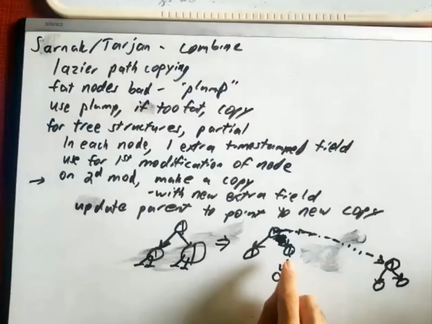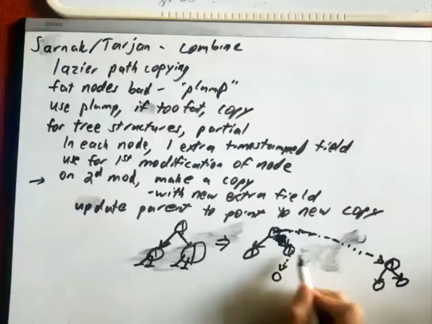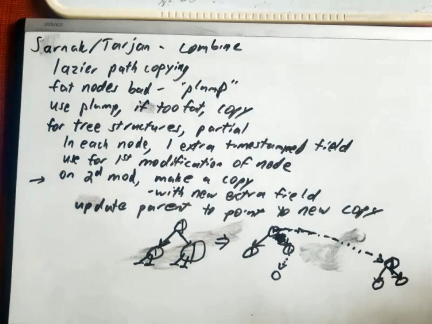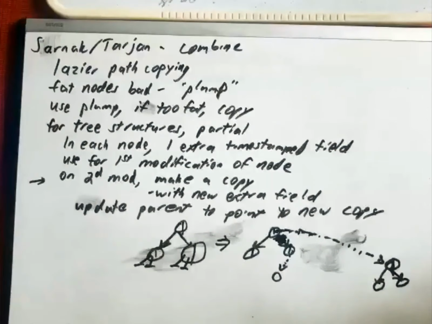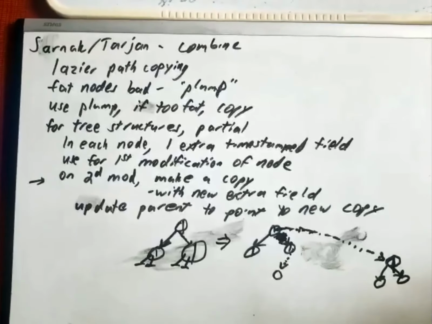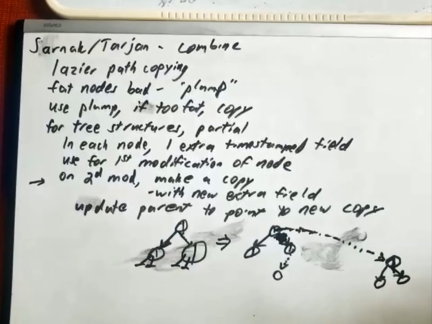Right, but on the next modification, because this extra field is full, we now need to make a new copy of this node, again not using the extra field of the copy. Oops, hold on a sec. But that means we have to update the extra field of the root in order to indicate that there's an override of the right pointer of the root. Clear?